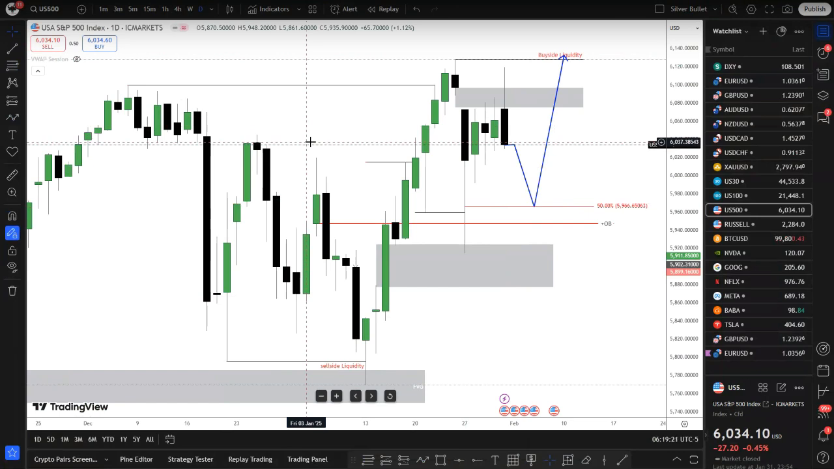So these are the markets that I wanted to share with you. It was Euro, GU, and the 3 indices as well as gold.